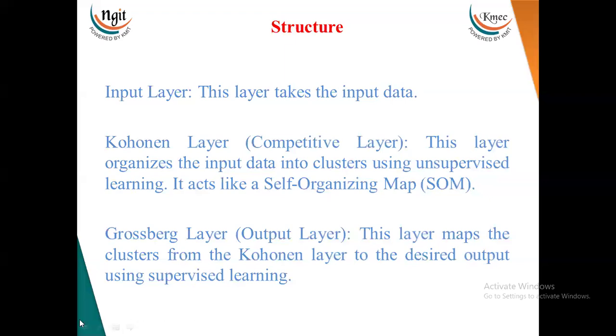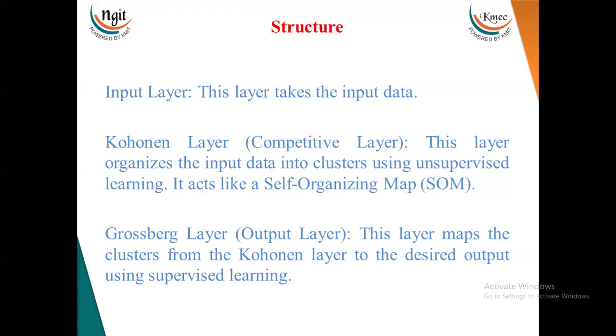Coming to the first layer, we'll have the input layer. The second one is the Kohonen layer. The third one is the Grossberg layer. The Kohonen layer is unsupervised, which is exactly what we have learned in the SOM. It will have the set of 2D vectors, and according to the code book, you have to update it and get the output, and you will convert it into clusters, because we will calculate the distance between two points and decide which particular cluster it belongs to. Coming to the second one, the Grossberg layer, the output layer. This layer maps the clusters from the Kohonen layer to the desired output using supervised learning.